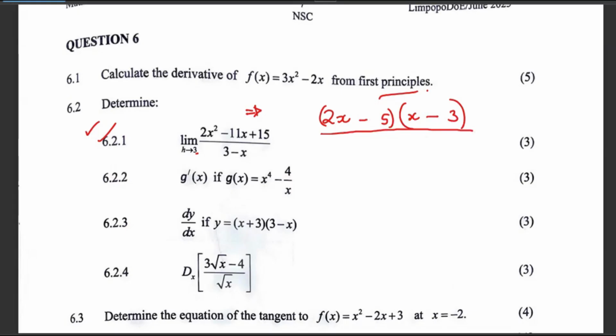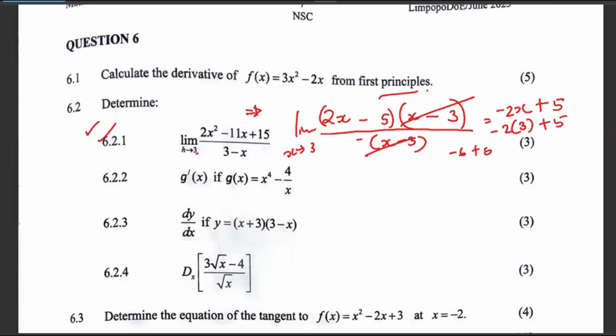I'll take out the negative here so that I have my x minus 3. We're saying the limit as x tends to 3, so this is going to cancel that. When I introduce the negative sign, I'll have negative 2x plus 5. Now, if x tends to 3, I can replace x with 3. So I have negative 2 times 3 plus 5, so negative 6 plus 5, and I'm getting my answer as negative 1. Okay. So this should be just x.